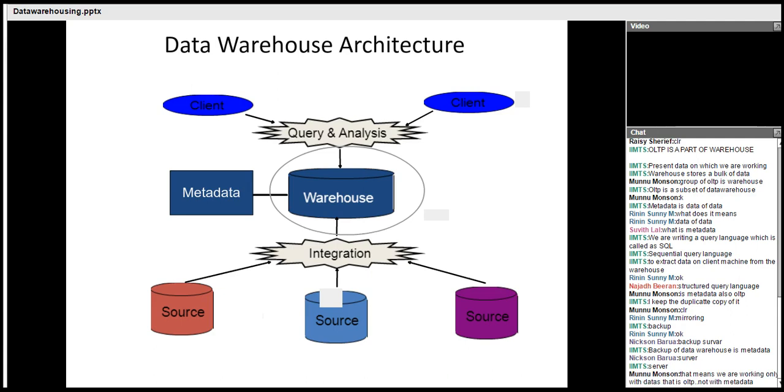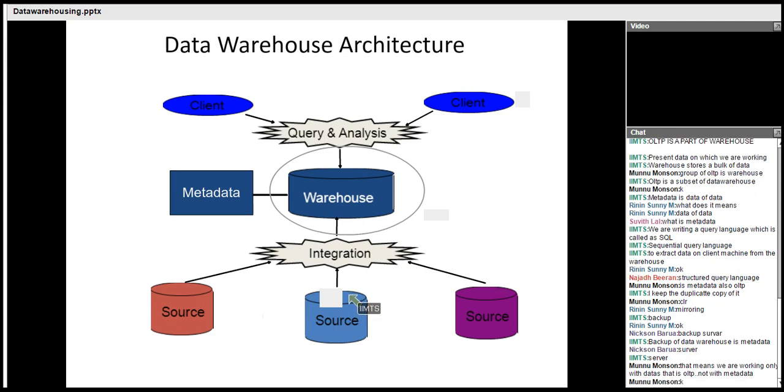That's true. We are working with data which is OLTP. That's right, Munmun. OLTP is the real-time data on which we are working, while data warehouse data is only used for decision-making purposes. That is, for analysis purposes we use the data from the warehouse.